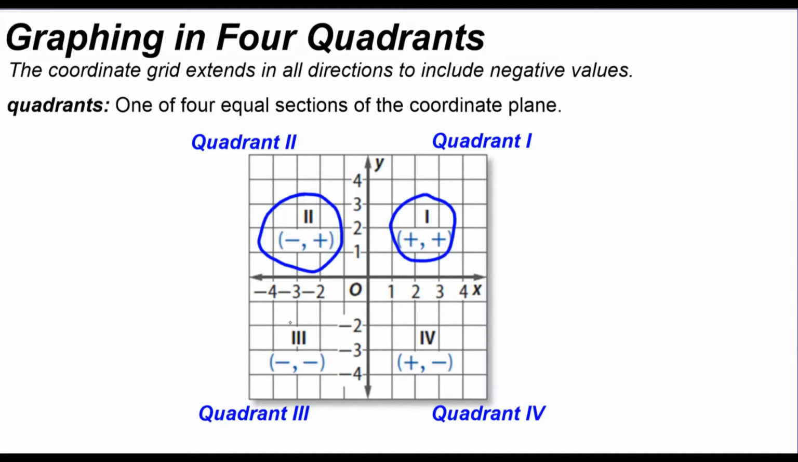And then lower left is quadrant 3. That's going to be 2 negative numbers. So if you have a negative, negative ordered pair, that's going to put you in quadrant 3. And then the lower right-hand corner is quadrant 4, and that will be a positive number followed by a negative number. So a positive x value and a negative y value will give you quadrant number 4.